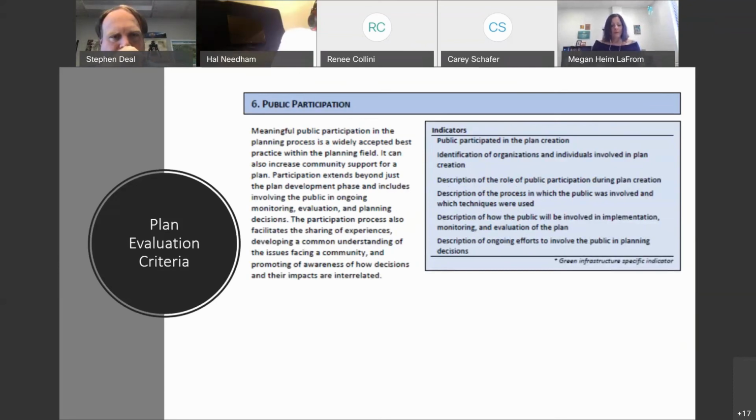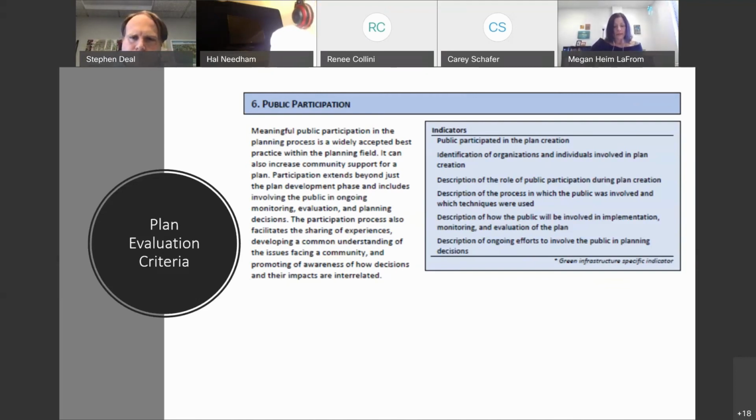As we know, meaningful public participation in the planning process is widely accepted as a best practice within the planning field and others, which can increase the overall community support for the final plan that comes out. And participation extends beyond just the plan development phase and includes involving the public in ongoing monitoring, evaluation, and planning decisions. The participation process also facilitates the sharing of experiences, developing a common understanding of the issues facing a community, and promoting awareness of how decisions and their impacts are interrelated.